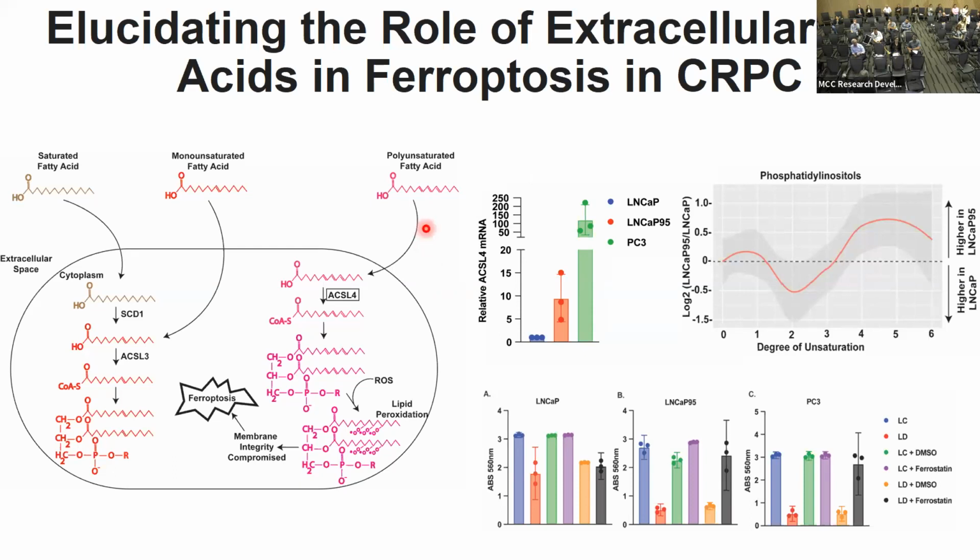Yeah. Right now I'm using these models just to model the transition from a castration-sensitive to a castration-resistant state. I agree with you. It would be best to also continue exploring other models that better resemble patient disease, like patient-derived organoids or patient-derived xenografts as well.